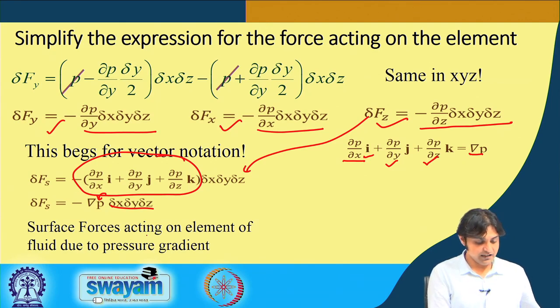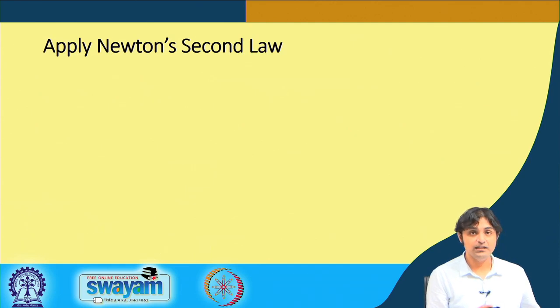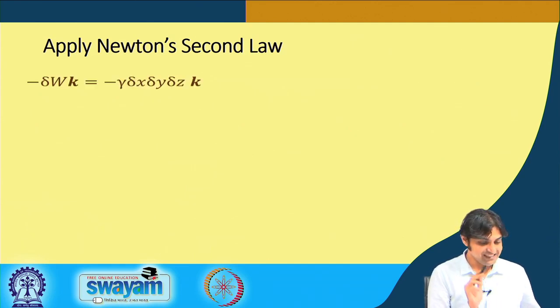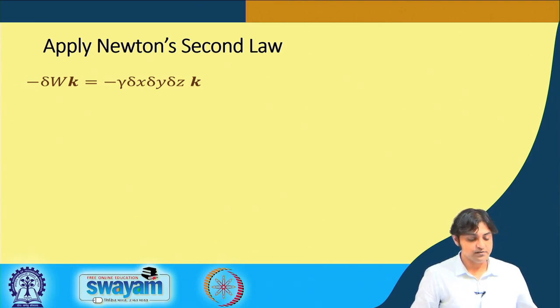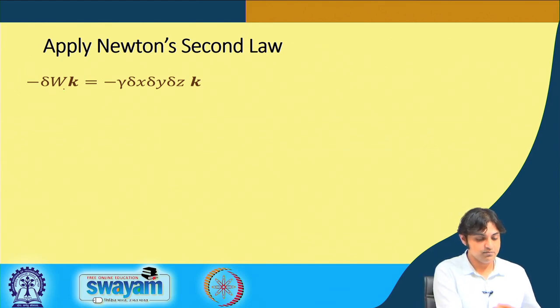Now the surface forces acting on the element of fluid due to pressure gradient. So this is the surface forces acting on the element of the fluid due to the pressure gradient. So what happens? Now we have to apply Newton's second law. So in Z direction, if you see, there is weight acting which is balanced in the K direction. Weight can be written as gamma, gamma is rho g, and this is the volume. So weight is mass into gravity, and mass can be written as volume into rho.